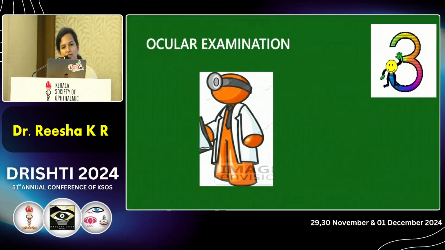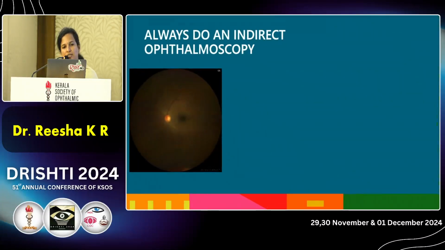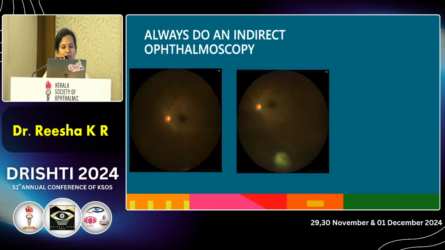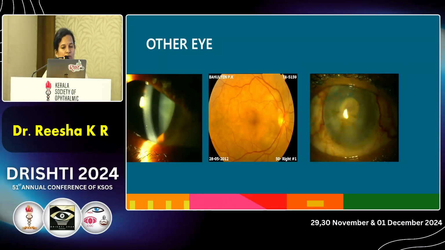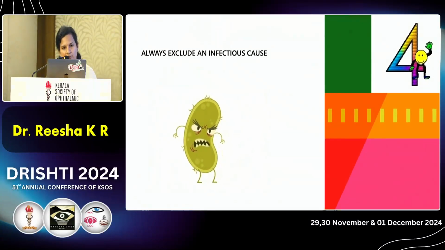The third tip is a good ocular examination. This patient was initially treated as intermediate uveitis, but on indirect ophthalmoscopy an active toxo lesion is there, so it's a case of toxo-uveitis. Again, examination of the other eye is also very important. This patient presented with granulomatous uveitis and fluid detachments, and the other eye had an old history of trauma, a phthisical eye. So that was a case of sympathetic ophthalmia.